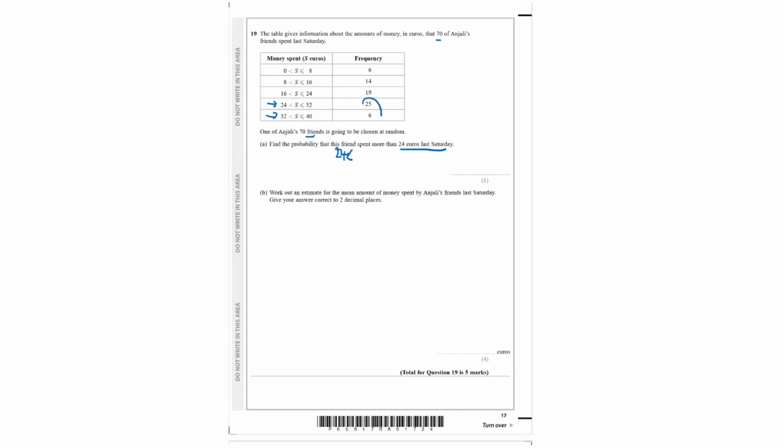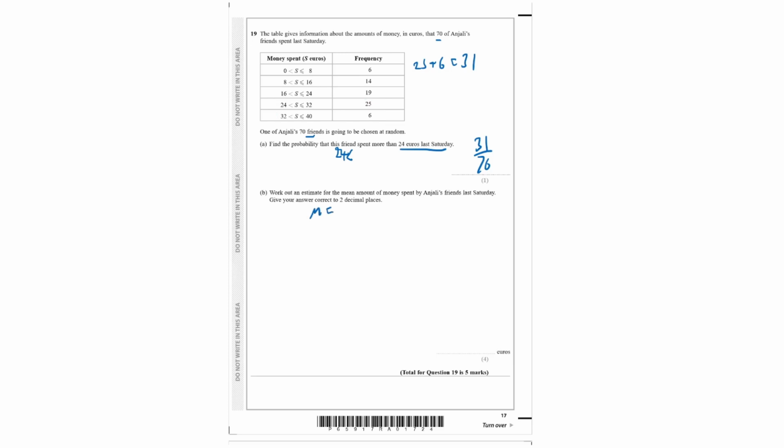So we can combine these two frequencies. We have 25 plus 6, that gives us 31. And since it's probability, we have to divide it by the total, and that's 70. So we have 31 divided by 70. Work out an estimate for the mean amount of money spent by Anjali's friends last Saturday. Give your answer correct to 2 decimal places.